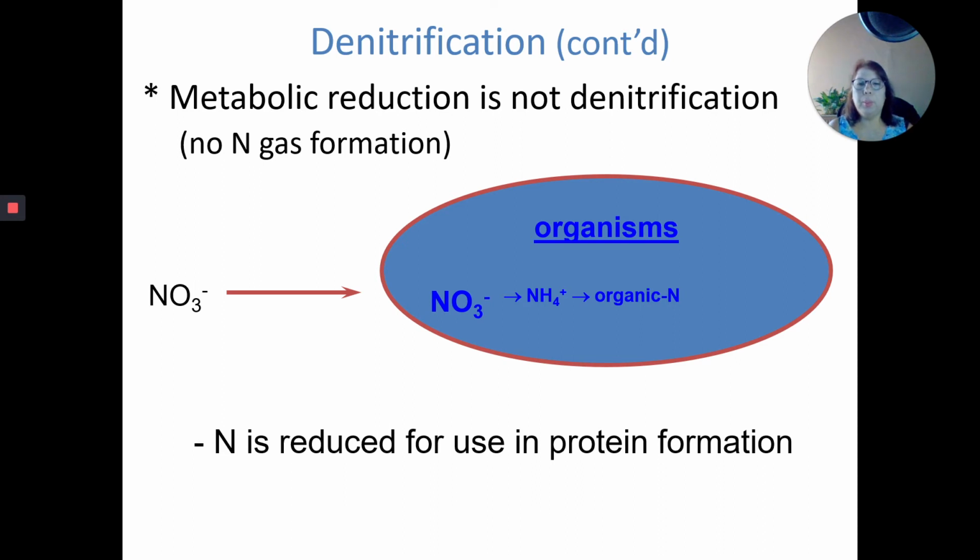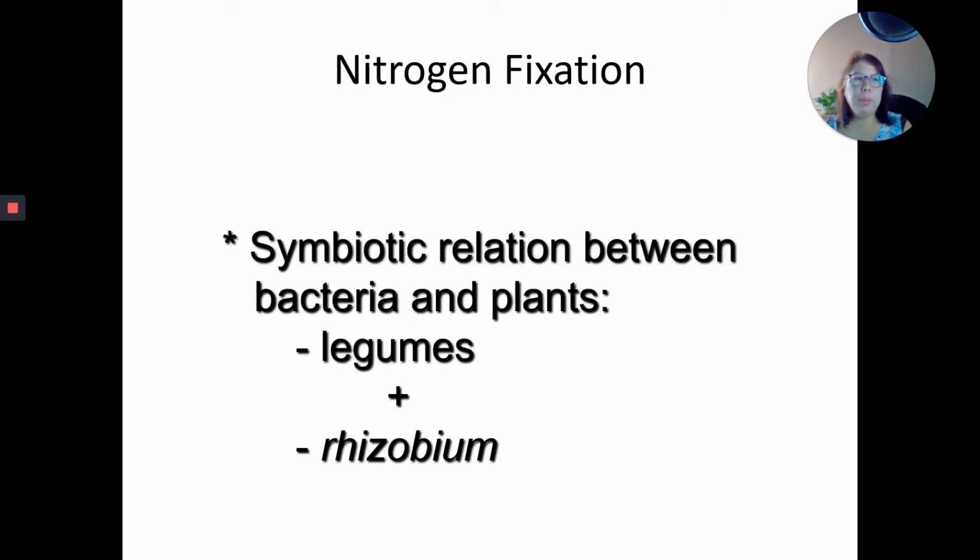Nitrogen is reduced for use in protein formation. This is also true for us. That is why most of the excreta, the solid excreta of animals, have methane, because of the interplay of nitrogen-containing compounds in protein and our energy production.